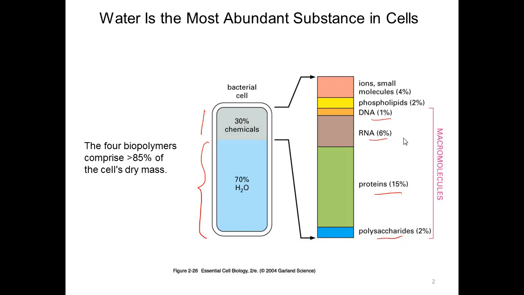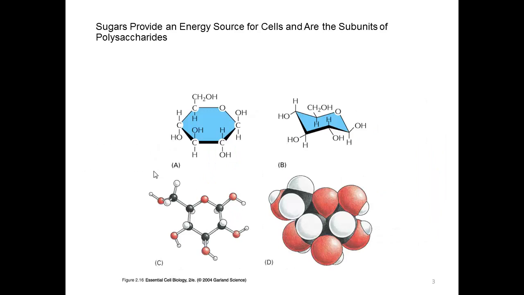Phospholipids and polysaccharides each add about 2%. Of course, these are average values, and different cell types will deviate. So these four biopolymers make up about 85% of a cell's dry mass. And it's these four that we will talk about mostly in the first third of this course. We'll start by talking about polysaccharides, which are made up of sugars.